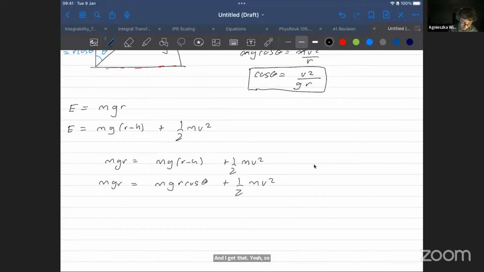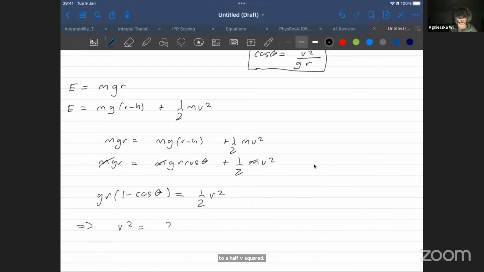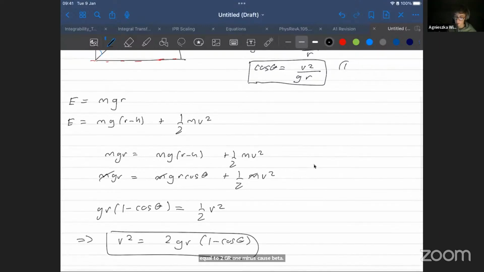Once again, all the masses are going to cancel out. And I'm left with gr(1 minus cos theta) is equal to a half v squared. I can rearrange this to get v. So I get v squared is equal to 2gr(1 minus cos theta). So I have another equation in terms of v. So I have equation 1 and equation 2.